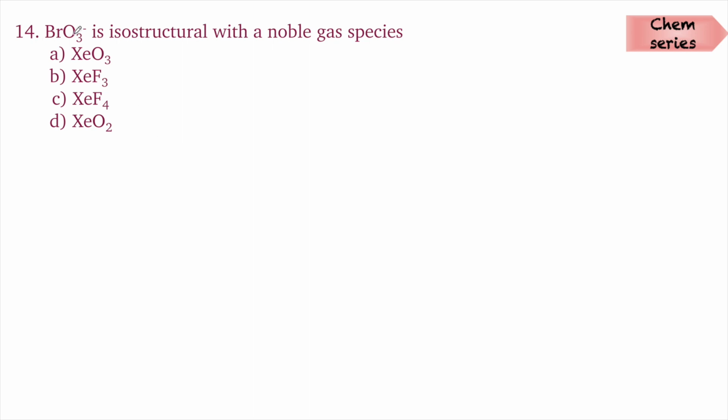The 14th question is: BrO3 minus is isostructural with which noble gas species? They have given 4 noble gas species, and we have to find out which one is isostructural with BrO3 minus. So we are taking BrO3 minus.